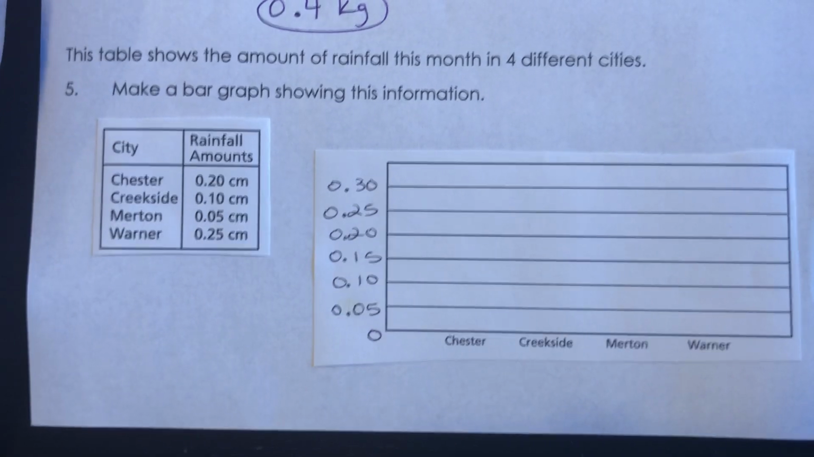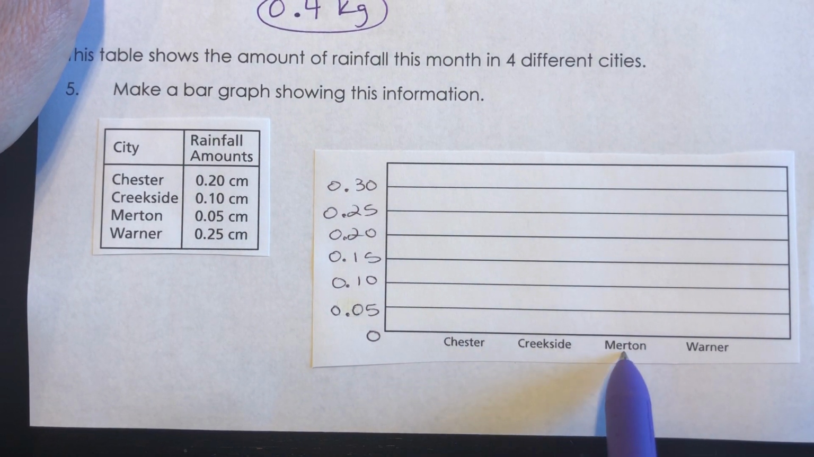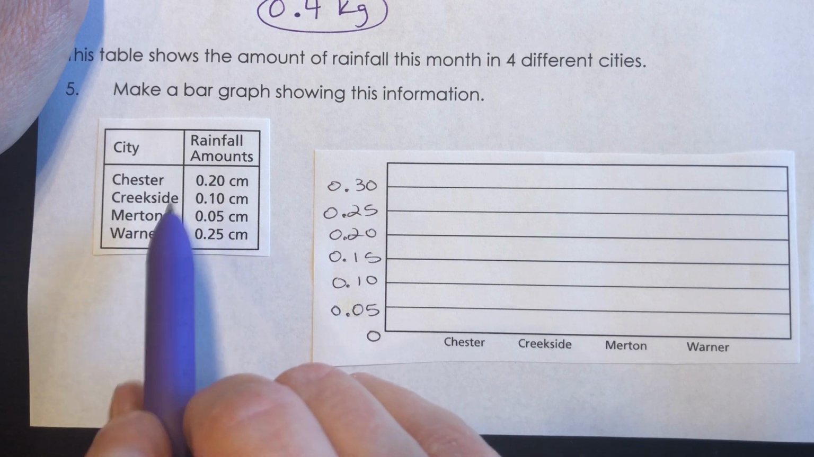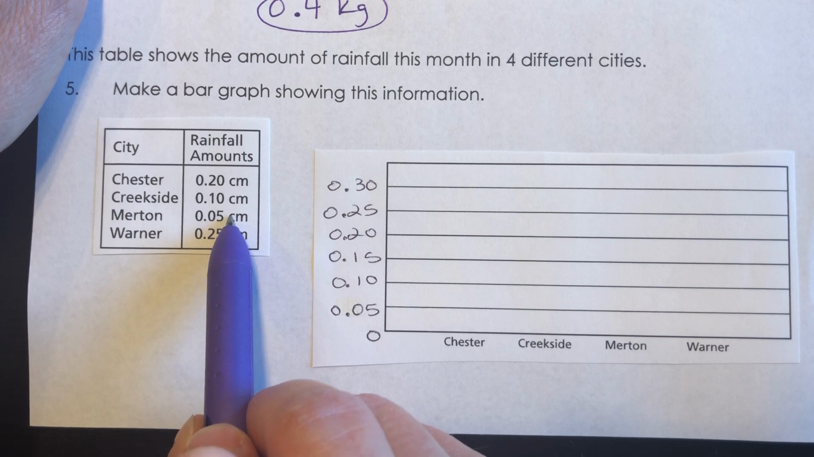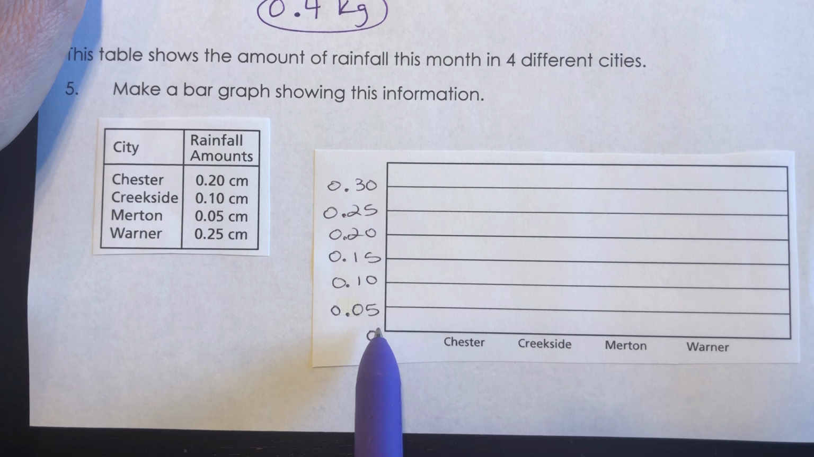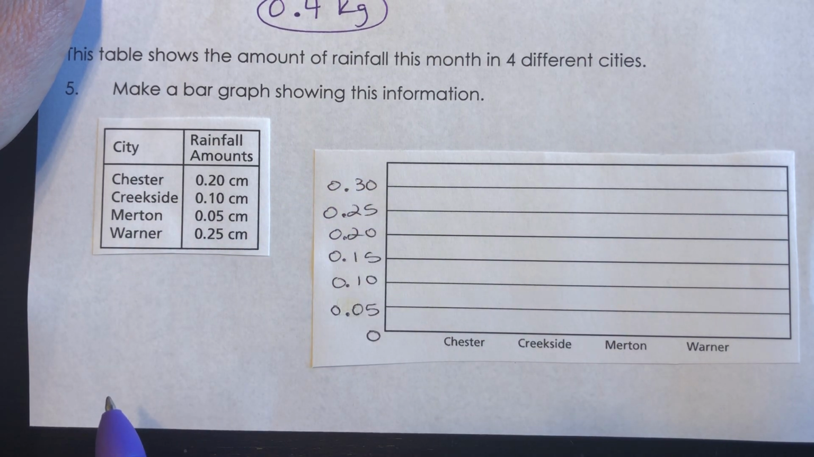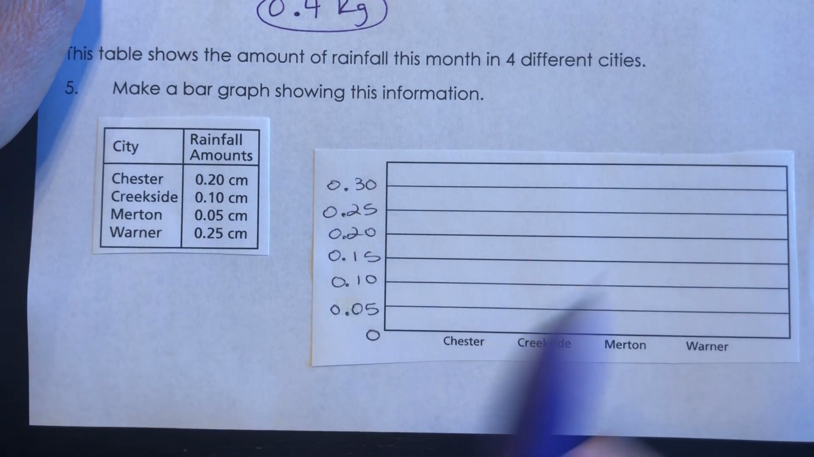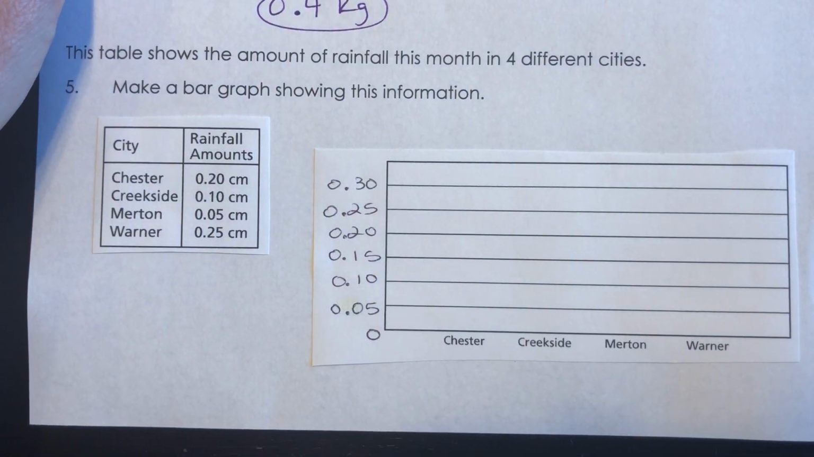All right, so we're supposed to make a bar graph showing this information. I have each city listed here: Chester, Creekside, Merton, and Warner. And I went ahead and put the number scale on there for you. I saw that the lowest value was 5/100 and the highest was 25/100. So with those values, I thought it would be great to count by 5/100. So I went 5, 10, 15, 20, 25, 30, just to make sure that last thing was filled out. So what's missing from this? Well, we're missing the bars. We're missing a title, and we're missing some headings here. So we'll fill those in.